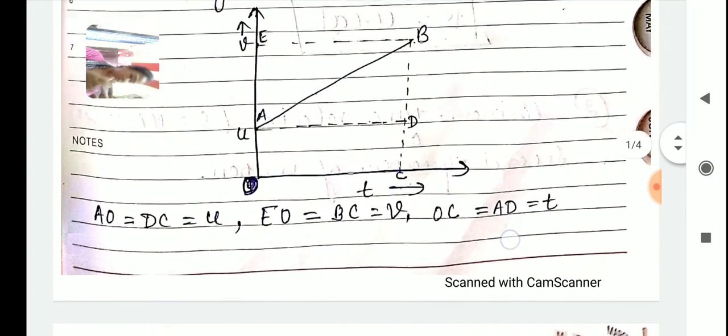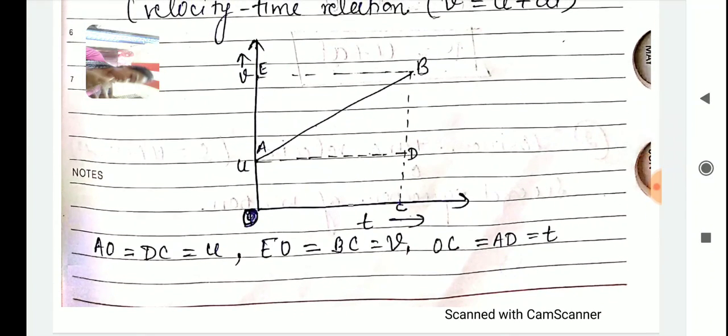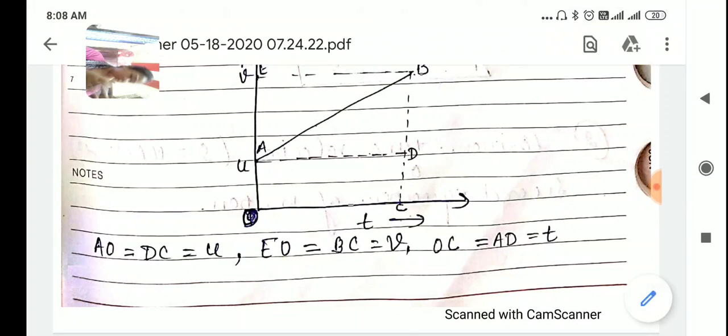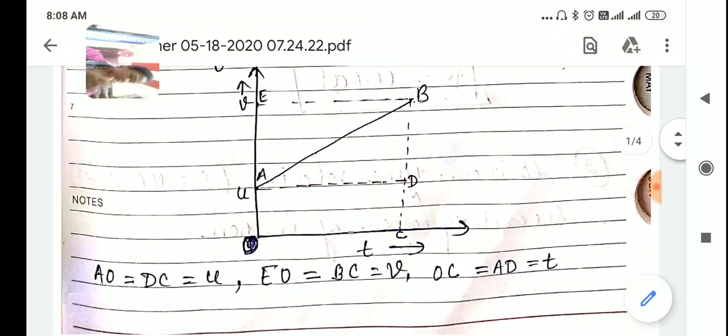From which point? From this point. So we will start from the point, as by the graph, as we know that this value BC represents the final velocity of the object. Now if we just see the diagram, how can we write down the value BC? BC can be written as the sum of the two values, that is BD plus DC.